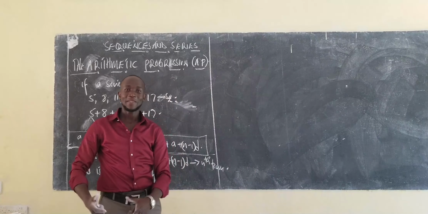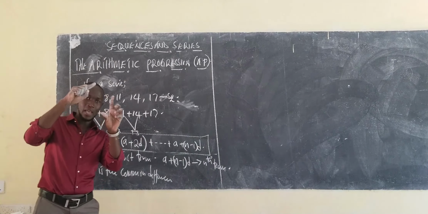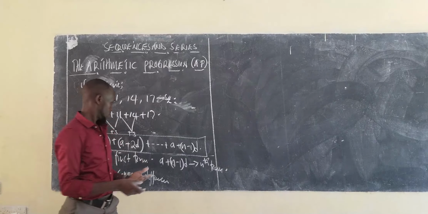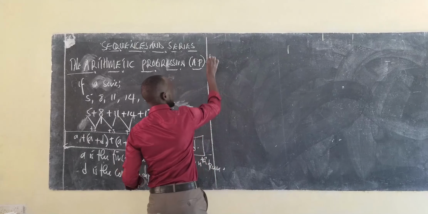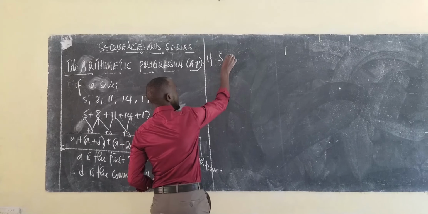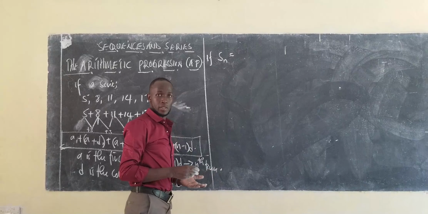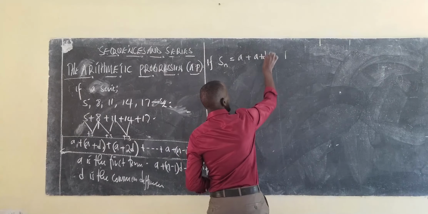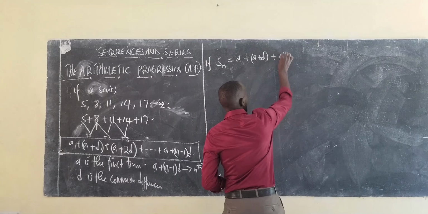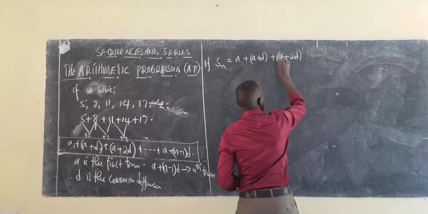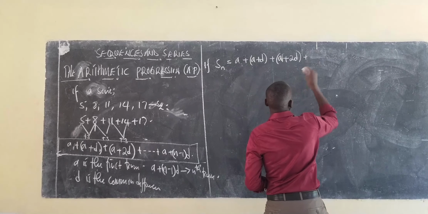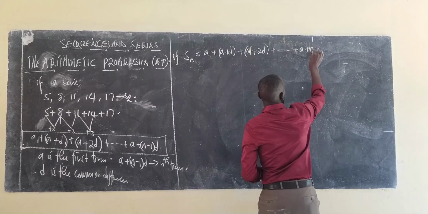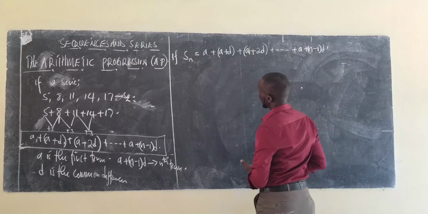Now, here comes the situation. Someone is asking for the sum. How do we get the sum of an AP? The sum of this arithmetic progression. If the sum of the n terms of an AP is A plus D, plus A plus 2D, the third term, plus maybe, if I stop there, then plus the nth term, A plus n minus 1 into D.